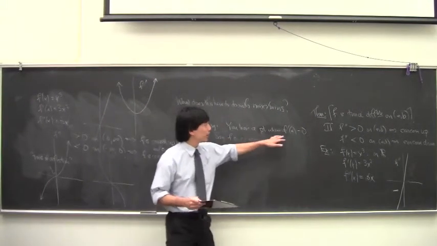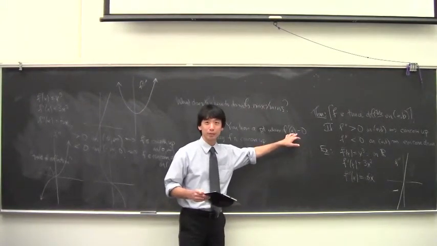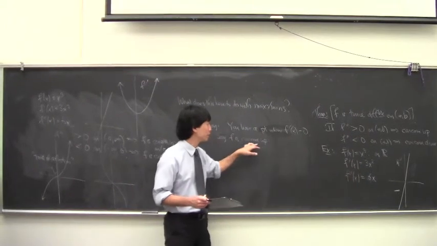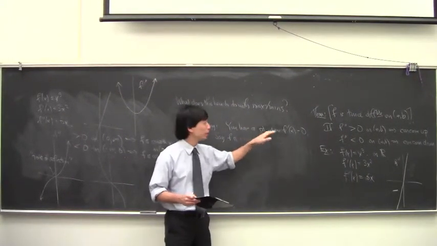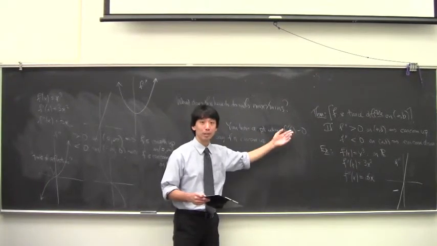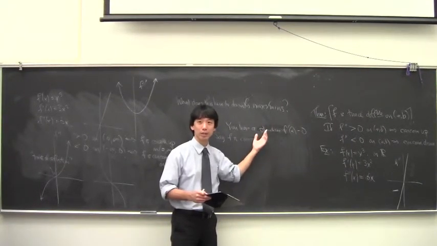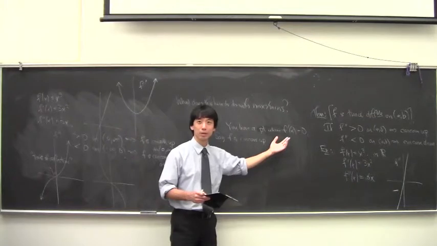That's right. So this is the place where it's switching over from negative to positive, right? If it's concave up, that means the derivative is increasing. Here the derivative is 0. Well, that means on the left it must be negative, on the right it must be positive, right?